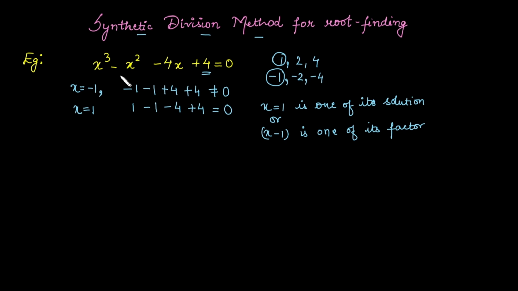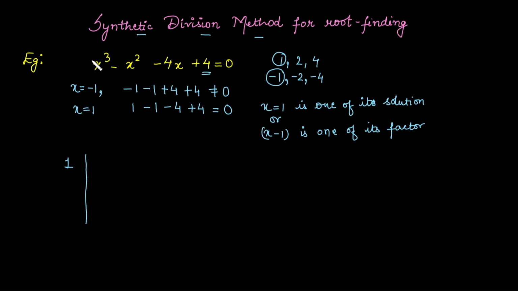Now we need to find the rest of the solutions, meaning the remaining two values of x, or we can say the two factors of this polynomial. So for that we will use the synthetic division method. We will divide this polynomial by the factor x minus 1. For that, x is equal to 1 is one of its solutions. So we will keep 1 as it is.